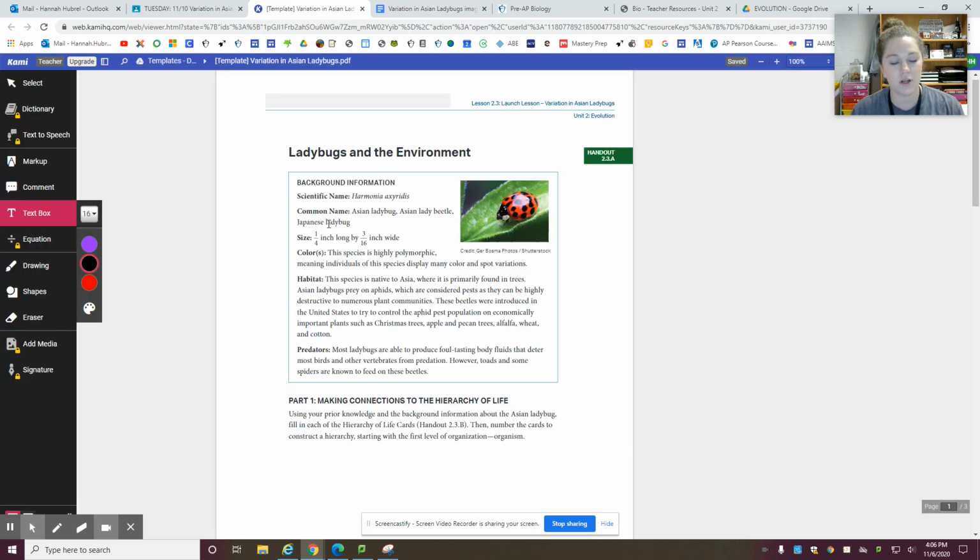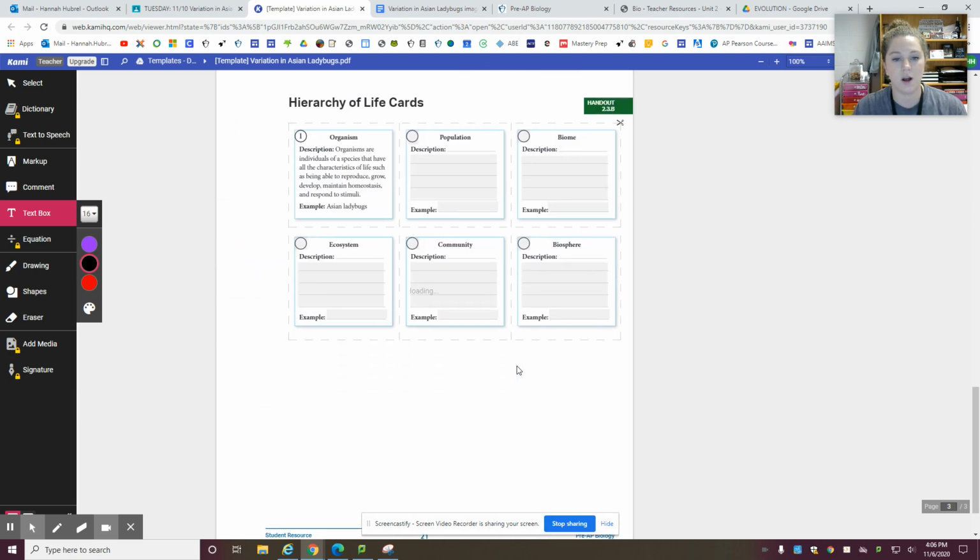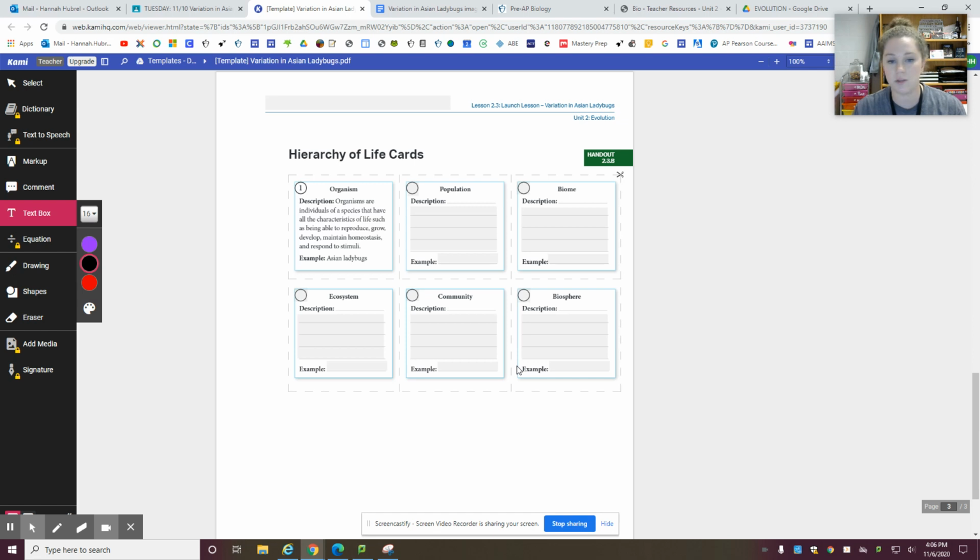All right, so the first thing you're going to do is read about the ladybug and its environment, and then using your prior knowledge and the background information about the Asian ladybug, you're going to fill in each of the hierarchy of life cards. The number of the cards to construct a hierarchy, starting with the first level of organization, an organism. So these are the hierarchy of life cards. So you can Google these things if you don't understand the definition or description of a population. You can Google these and you can type them right here. So then you'll also give an example. So that's what you're going to do there.